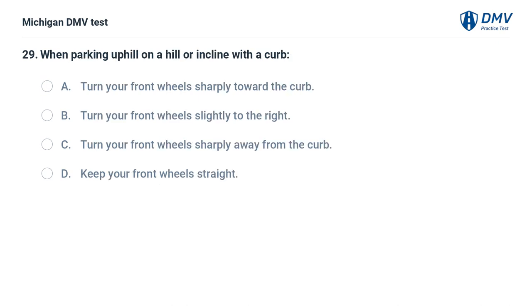When parking uphill on a hill or incline with a curb, A. turn your front wheels sharply toward the curb. B. turn your front wheels slightly to the right. C. turn your front wheels sharply away from the curb. D. keep your front wheels straight.